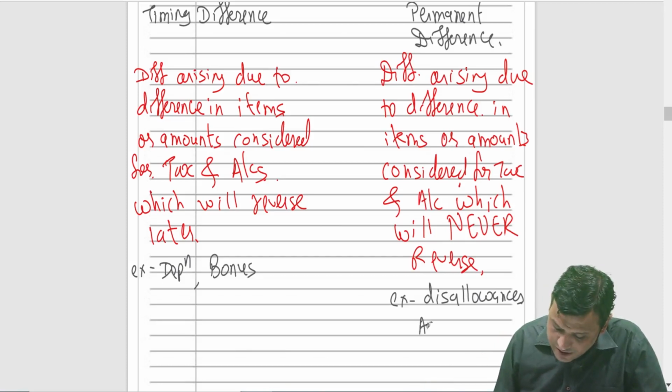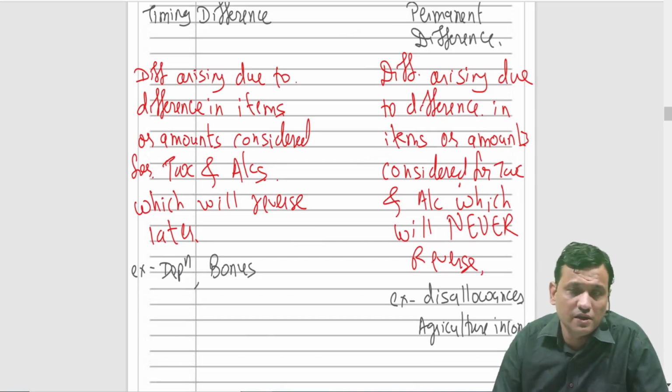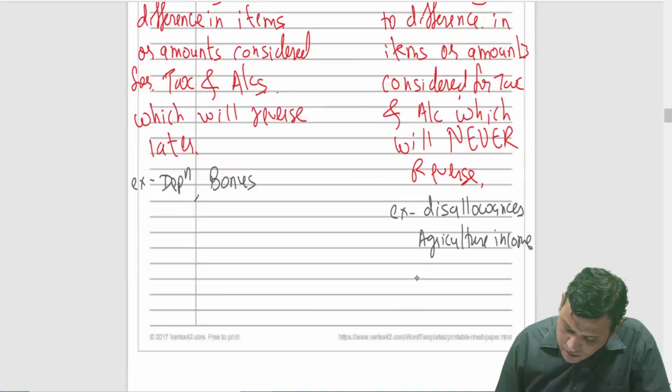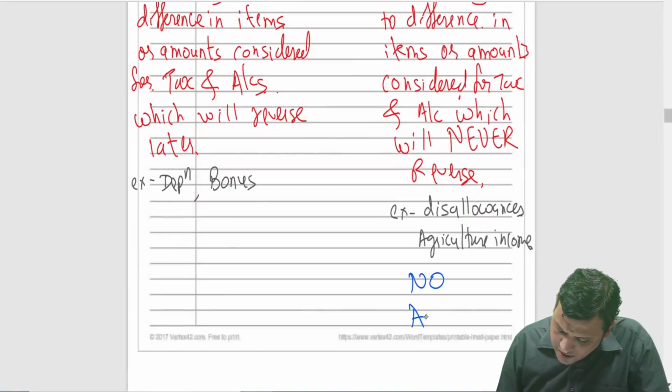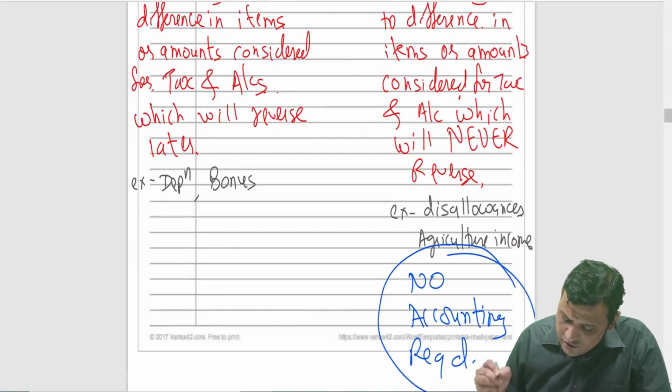In the same way, agriculture income, just for understanding, will never be considered for taxable purposes, but in accounts I'll say it's my income. Nothing but a permanent difference. Remember friends, for permanent differences, no accounting required. You're not supposed to do any accounting for permanent differences.